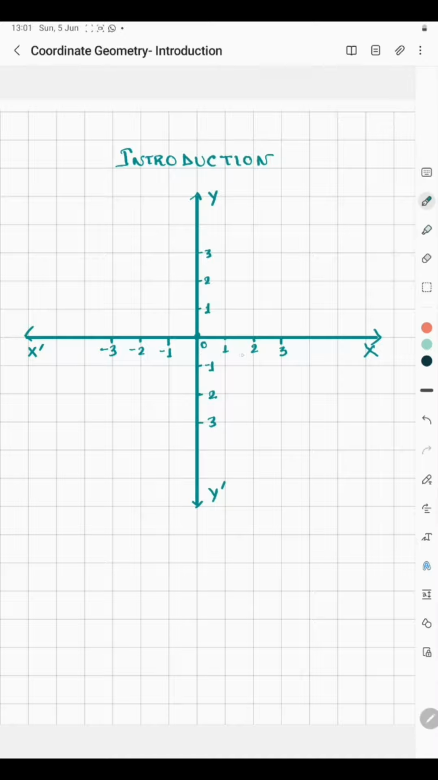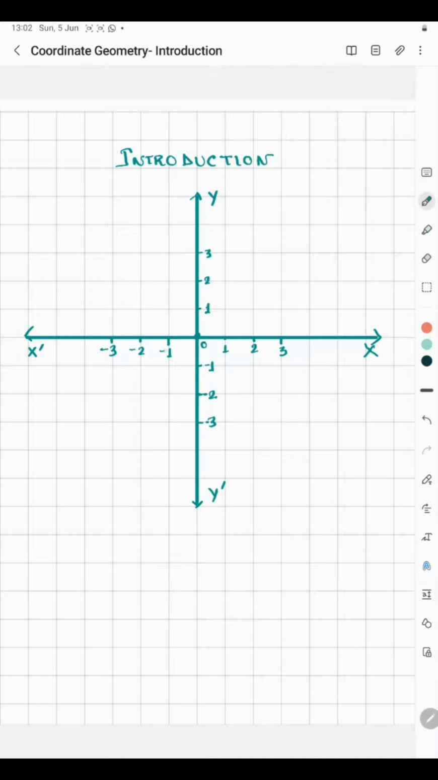Right side of the origin is all positive: 1, 2, 3, 4 and so on. And left side of the origin is all negative: -1, -2, -3, -4 and so on. Similarly, the upper part of the origin means y is positive 1, 2, 3, 4 and so on, and the lower part of the origin means y dash is -1, -2, -3 and so on. Now this horizontal line is known as the x-axis and this vertical line is known as the y-axis.